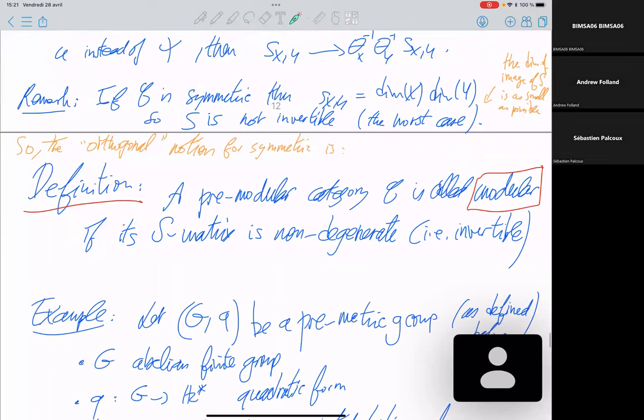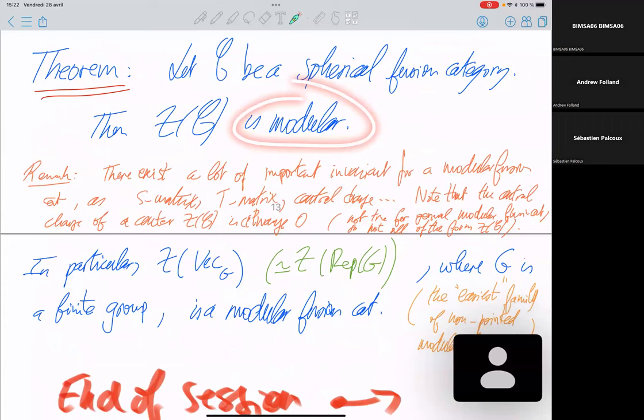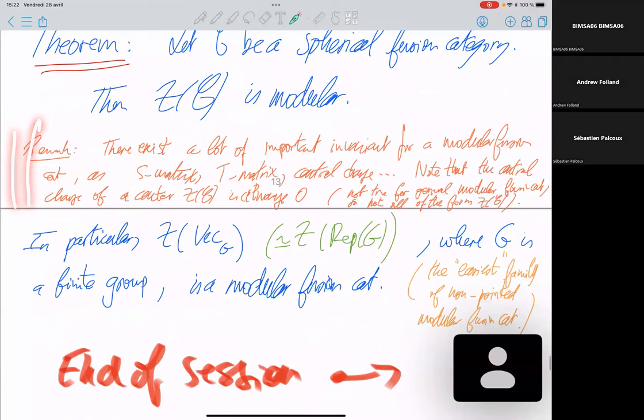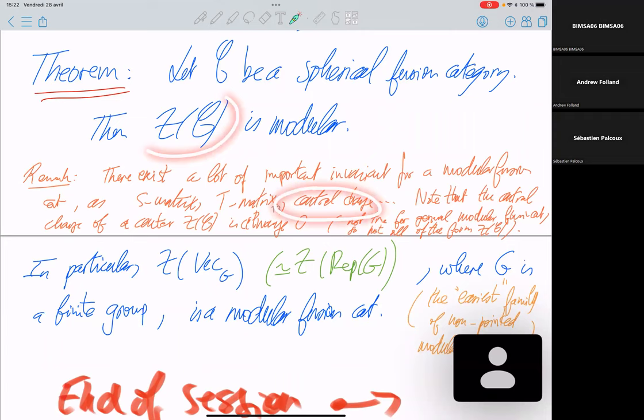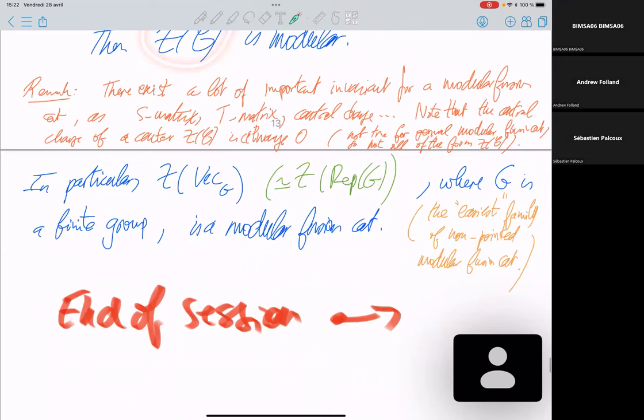Okay, and we stated a very important theorem that we may prove later, that the center of a spherical fusion category is modular. And I finished with this remark that a modular fusion category has an invariant called the central charge. In the center case, the central charge is zero, but there exists a modular fusion category with non-zero central charge, which means that not every modular fusion category is of this form.